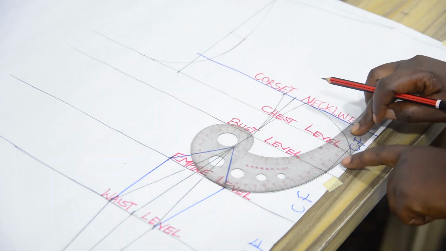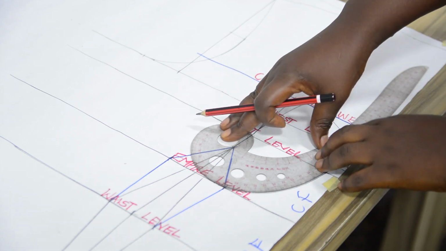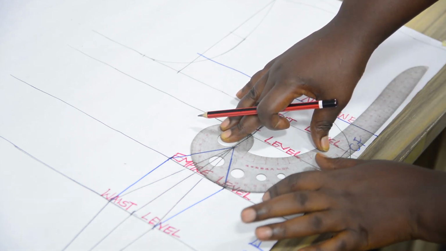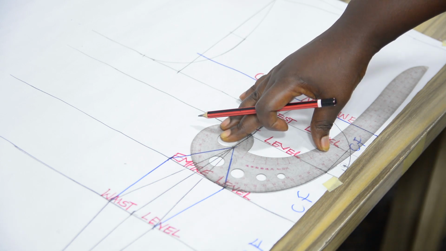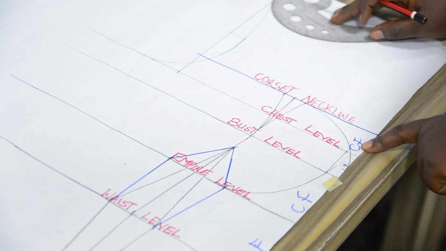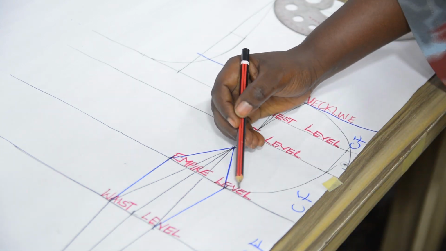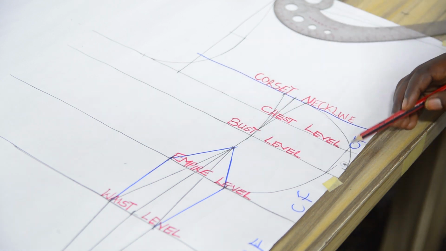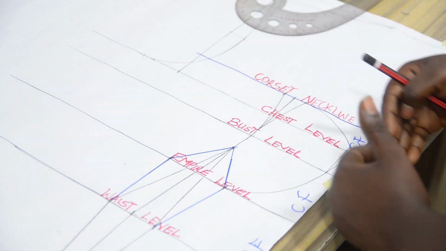Okay, then I have it like so. You can see the positioning of my ruler. The curvy part of my curve ruler is facing towards the lower part of my pattern. Then I have it like so. Okay, so this part is done.